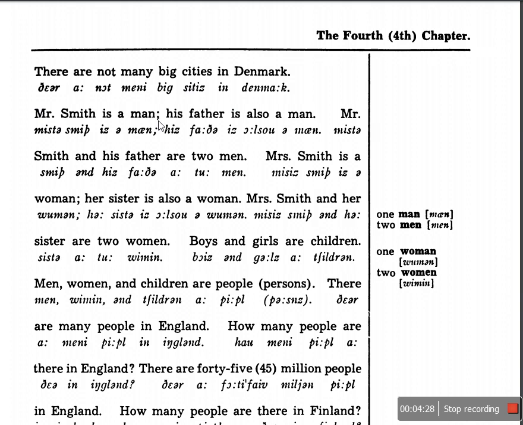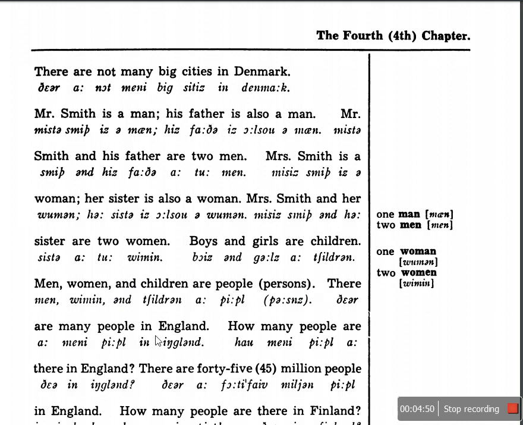Mr. Smith is a man. His father is also a man. Mr. Smith and his father are 2 men. Mrs. Smith is a woman. Her sister is also a woman. Mrs. Smith and her sister are 2 women. Boys and girls are children. Men, women and children are people, persons.